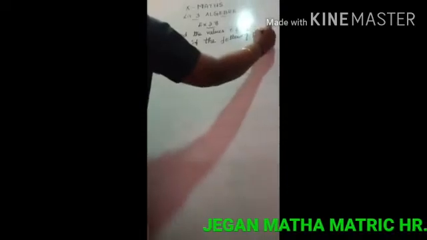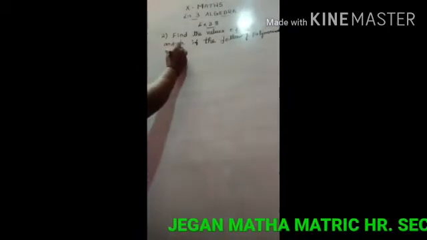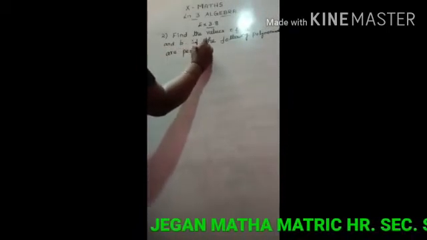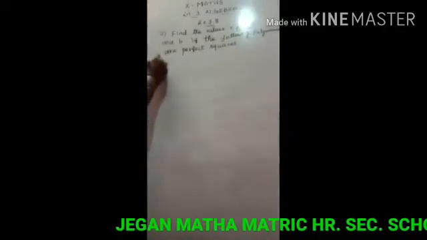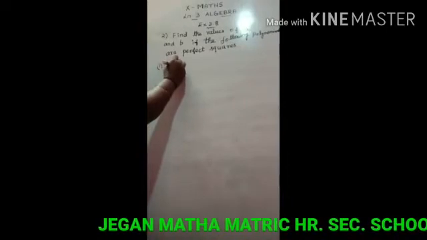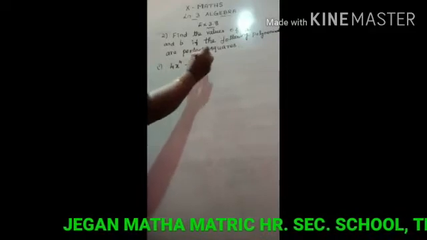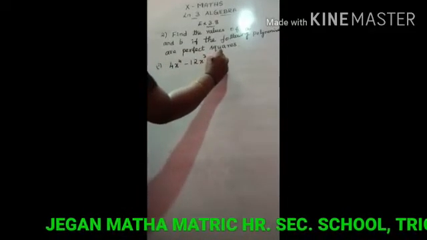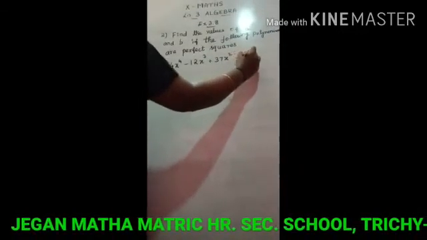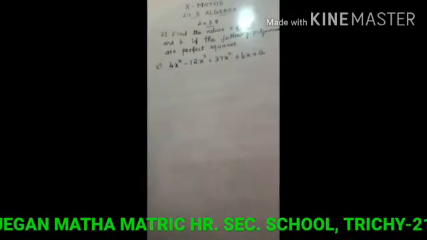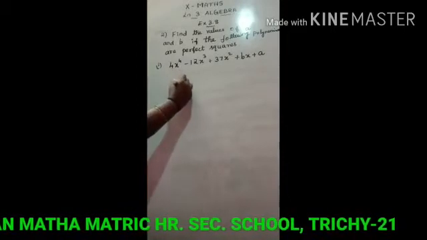polynomials are perfect squares. In the first one, given 4x power 4 minus 12x cube plus 37x square plus bx plus a. This is a given polynomial. Find the values of a and b. This polynomial is a perfect square.